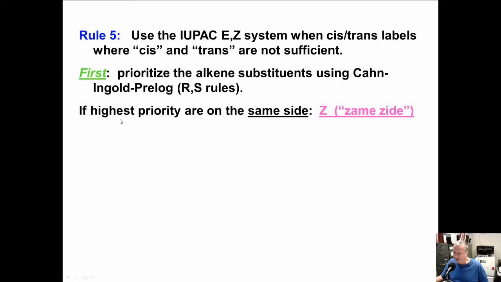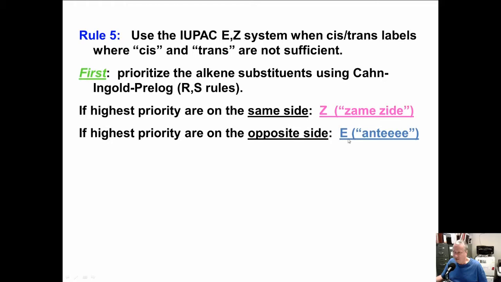If the highest priorities are on the same side of the alkene, we're going to call it Z. The mnemonic I remember is "zame zide," like, in a horrible German accent. If the things are on the same side, it's going to be called Z. If they're on opposite sides, we're going to call them E, which I remember as anti, like the opposite. Anti, all right? So we have "zame zide" and we have anti.